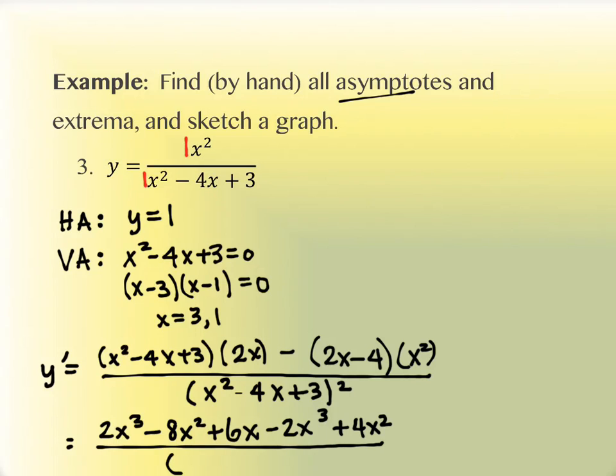And all of this is over x squared minus 4x plus 3 quantity squared. Somebody tell me something nice that just happened. The 2x cubed. Don't minimize how nice that is. That's a very nice feature. The 2x cubes just canceled out. And some of the other pieces still combine, right? Okay, so what do I have? Negative 4x squared plus 6x.